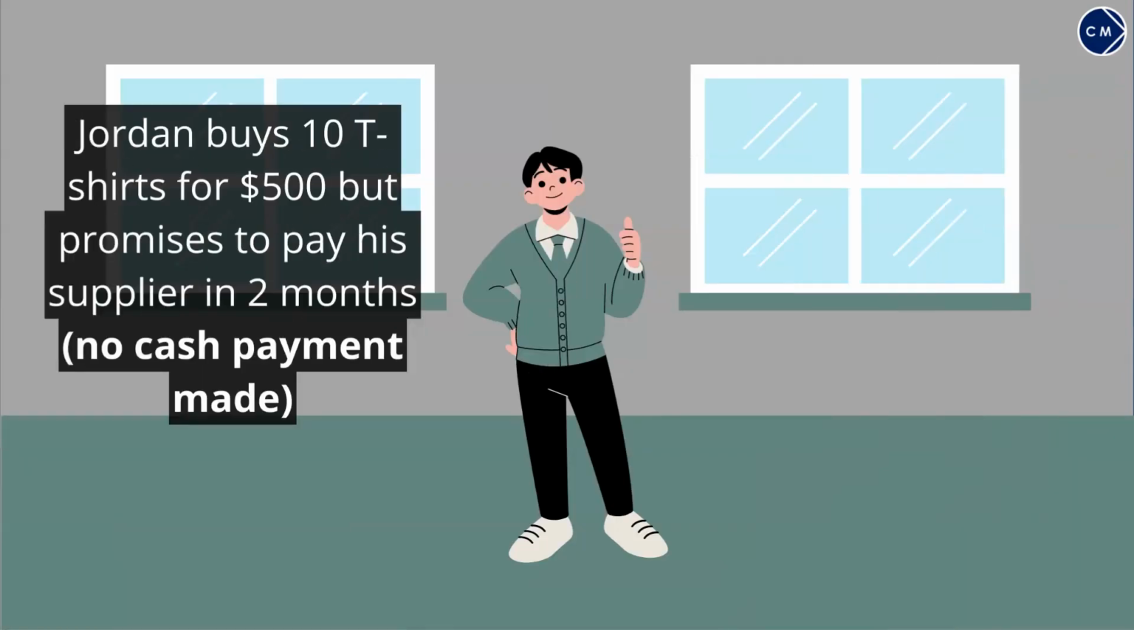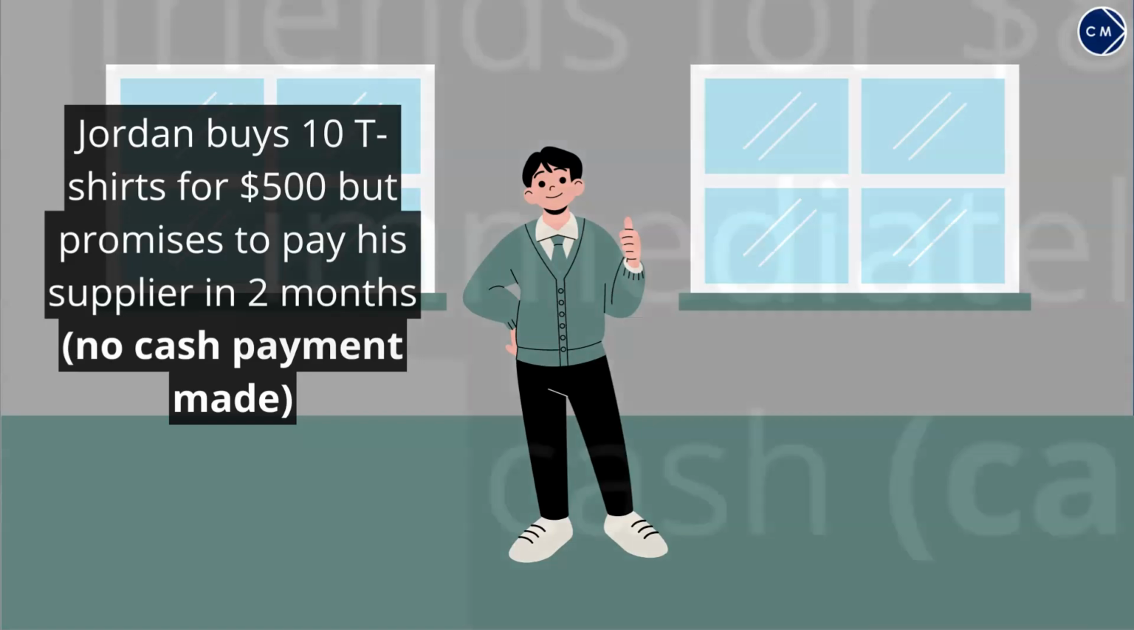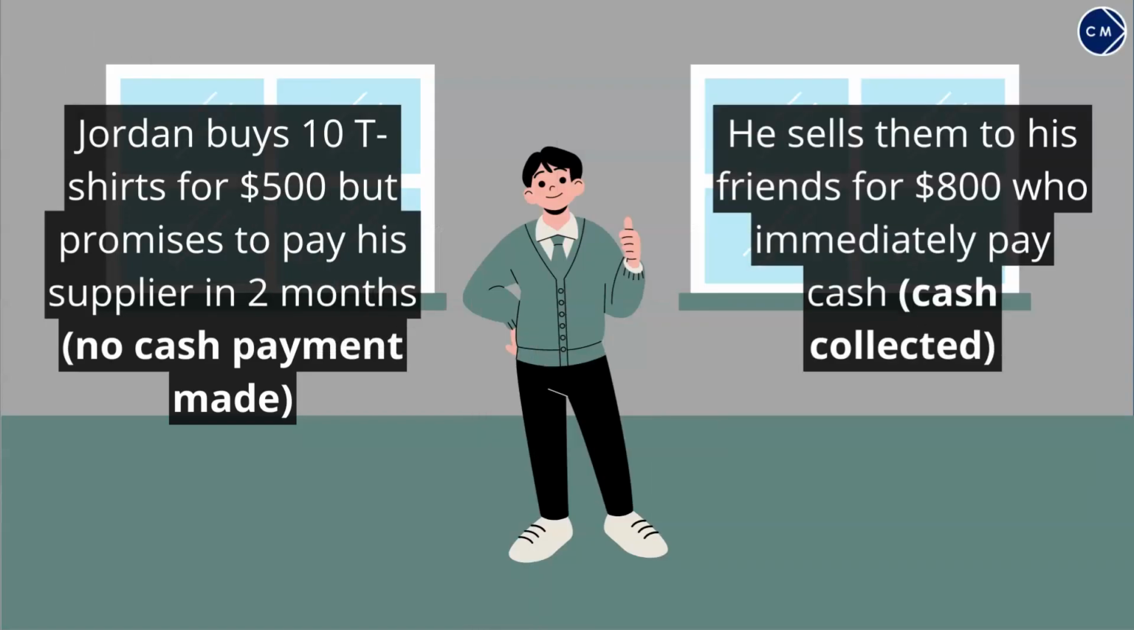So consider this scenario. Jordan buys 10 t-shirts for $500, but promises to pay his supplier in 2 months. So although Jordan has received the t-shirts from his supplier and has recorded an expense of $500, he has not actually paid any cash to his supplier just yet. On the other hand, Jordan sells the t-shirts to his friends for $800, who immediately pay cash. So cash is actually collected on the sale of the t-shirts by Jordan.